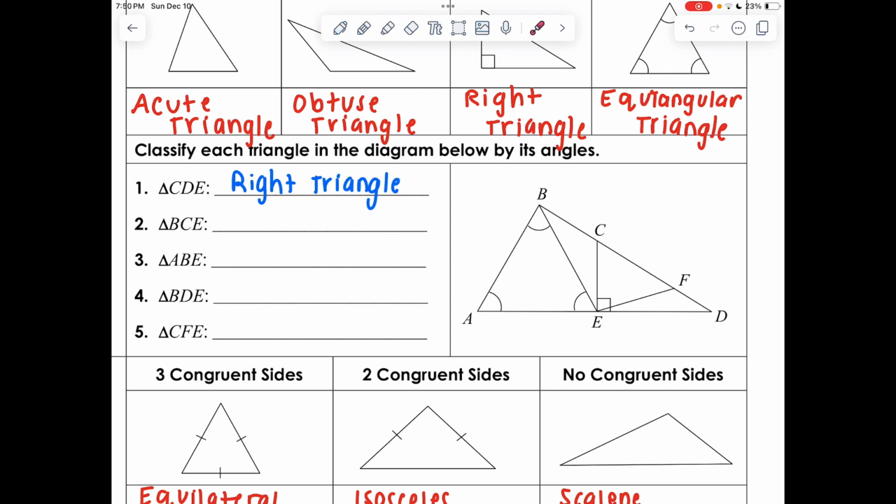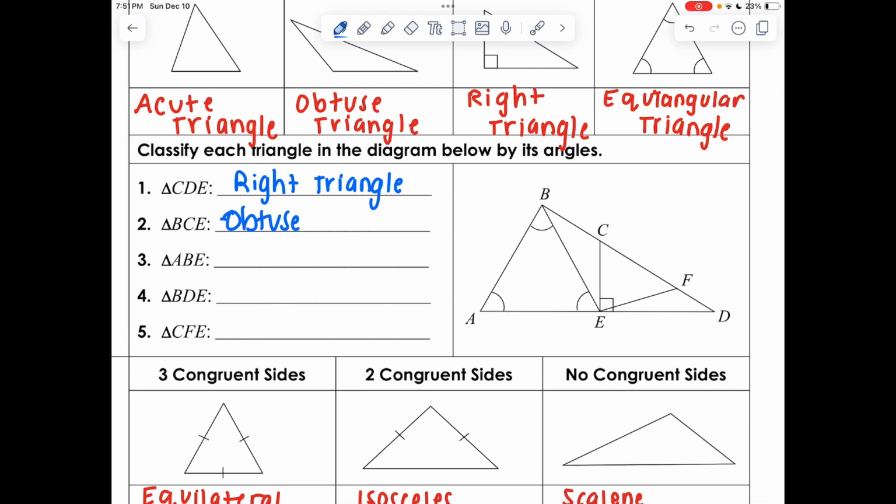Okay, BCE. I try to be as quiet as possible with this. BCE is obtuse because this angle is obtuse. So I'm just going to write obtuse triangle like that. ABE, okay, this is going to be the one I can't say. Equiangular triangle, because they're all congruent angles.